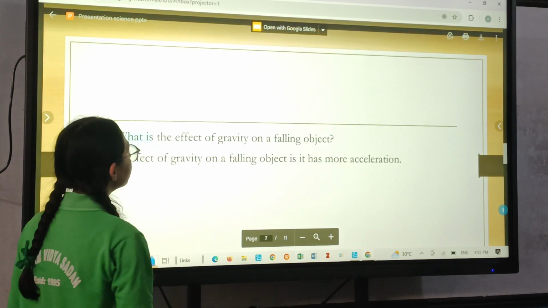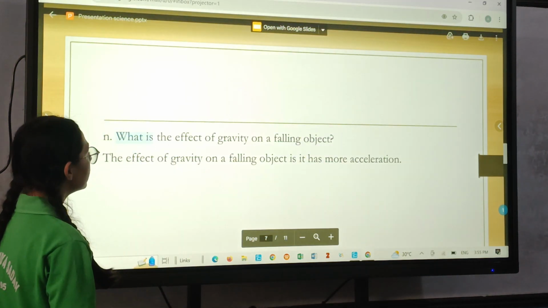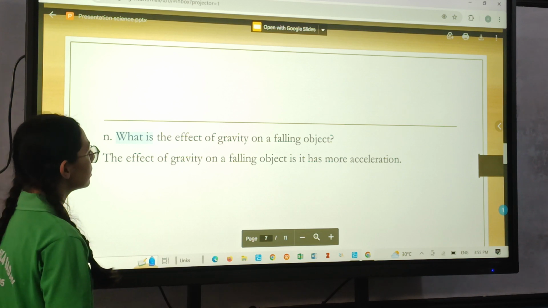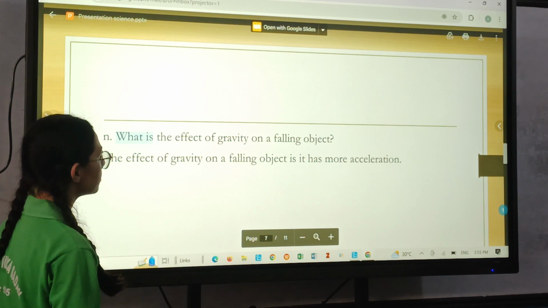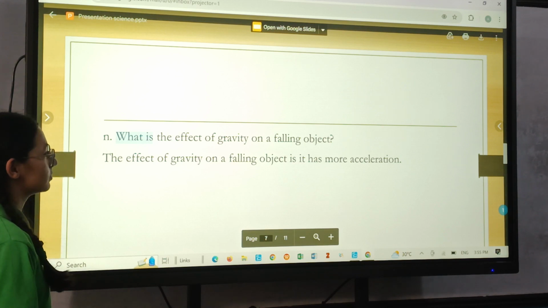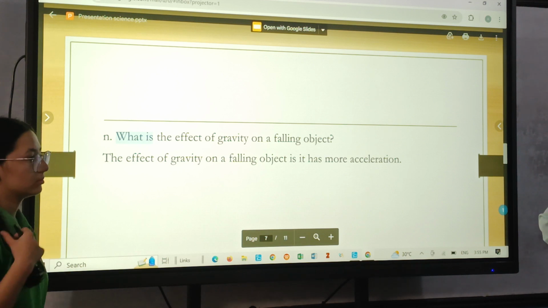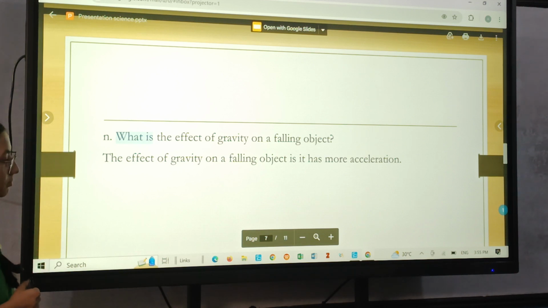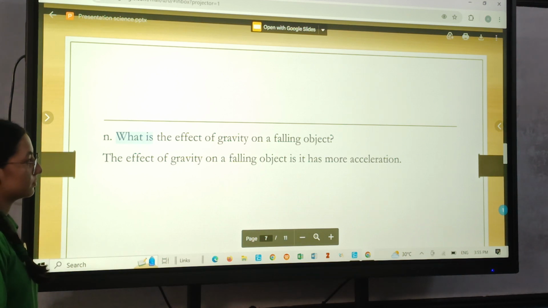What is the effect of gravity on a falling object? The effect of gravity on a falling object is it has more acceleration. And the effect of gravity on a falling object is the body is pulled towards the center of the heavenly body. What do you mention there? The body is pulled towards the center of the heavenly body. Okay?